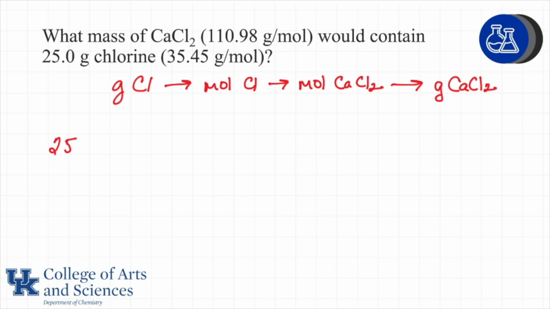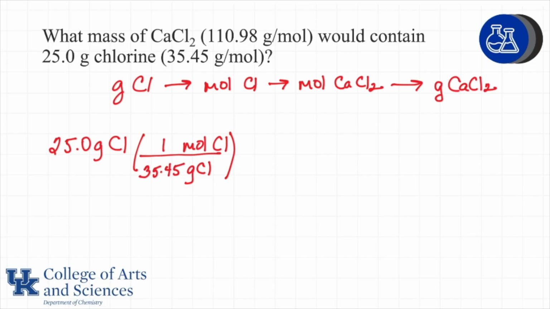To start our problem, we'll have the 25 grams of chlorine, and I'm going to use the molar mass of chlorine to get moles of chlorine. Grams needs to go on the bottom, and moles goes on top, and that's grams of chlorine and moles of chlorine. I need to make sure I use the correct molar mass of 35.45 grams per mole because I'm dealing with just the chlorine at this point. For the next step, I need moles of chlorine on the bottom because I need that to cancel out with the moles of chlorine in the numerator of the previous step.